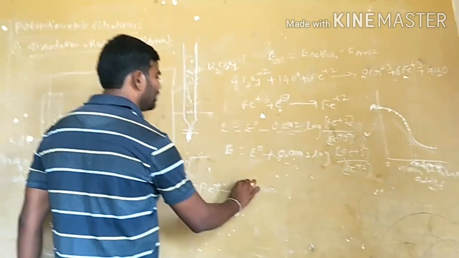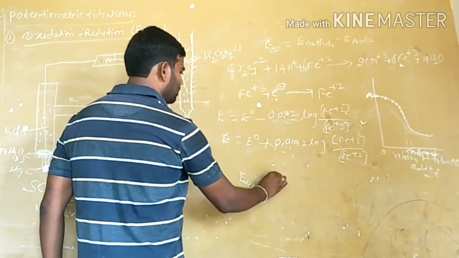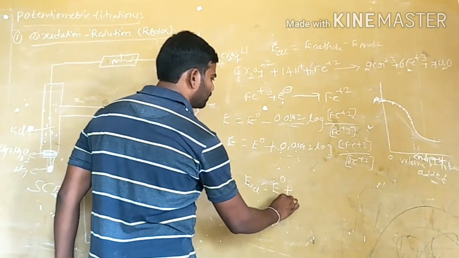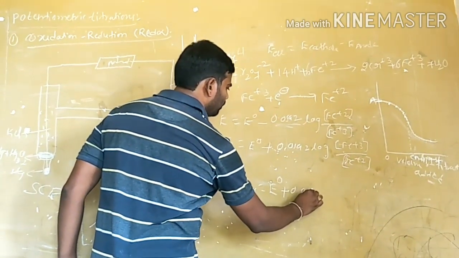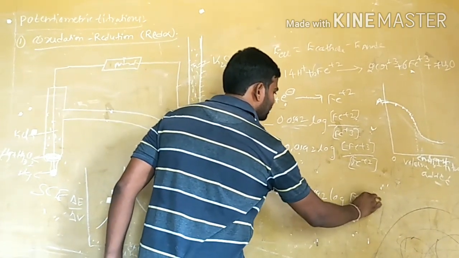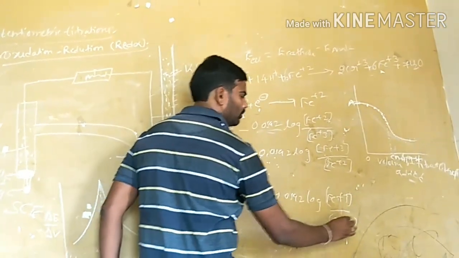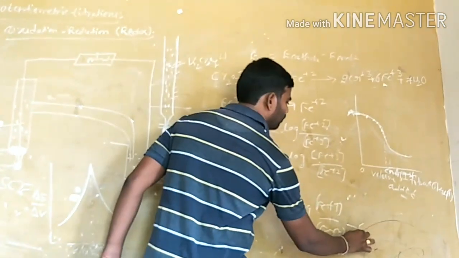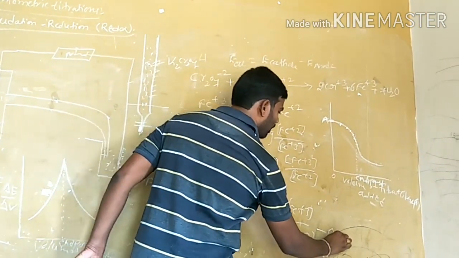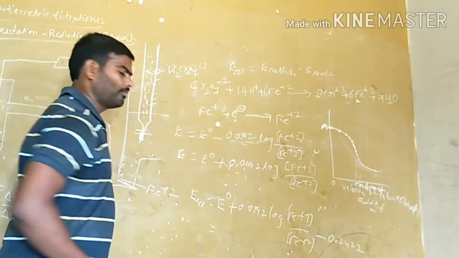Here E cell is equal to E cathode. Cathode is this iron electrode, E naught plus 0.0592 log Fe plus 3 by Fe plus 2, minus 0.2422, since the anode is the reference electrode. This is E cell.